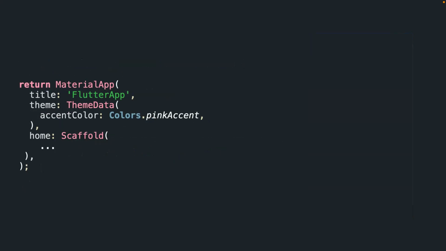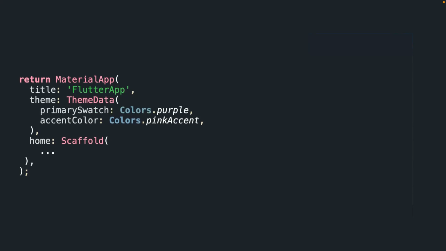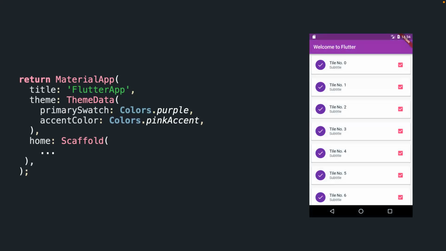So let's say that I would like to change the colors across the whole application. So in here, I have this theme in the material app that has currently just accent color set to pink. And this is how the application will look like after this. And let's say that I want to change completely the look and feel of the application to make it more purple. So all I have to do is just change primary swatch, and that's going to change the whole application to be purple. So as you can see, it's really easy to customize this.